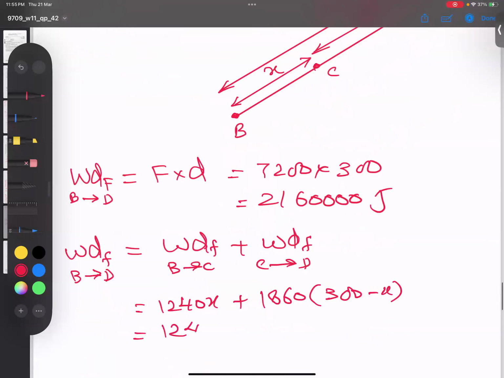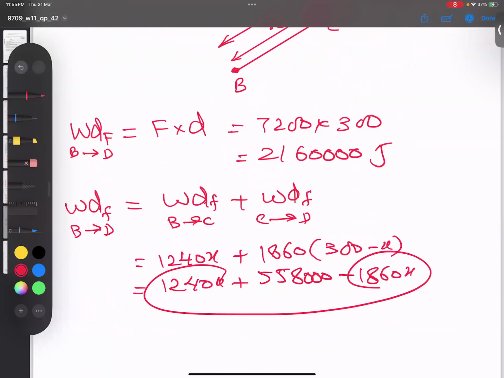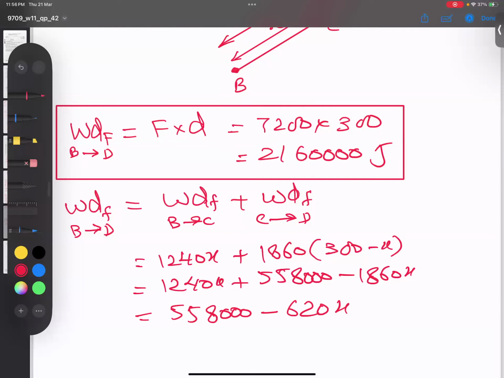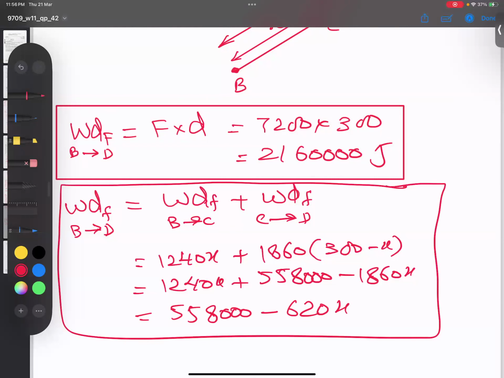I'm simplifying this first. 1860 into 300, I got 558000. And this multiplied with X, I get 1860X. So I will solve this step by step. 1240 minus 1860, so I'm getting 558000 minus 620X. So alhamdulillah, the two portions I have. This I have, and this I have also.